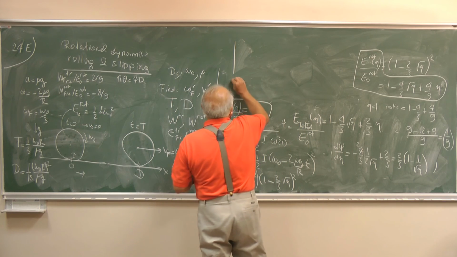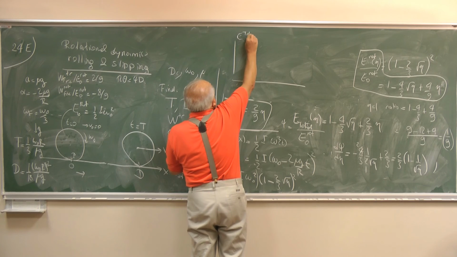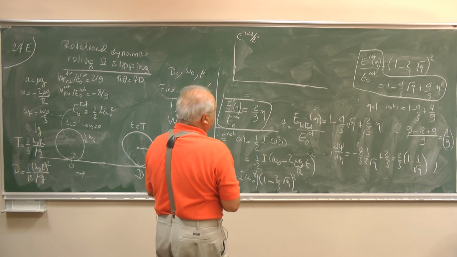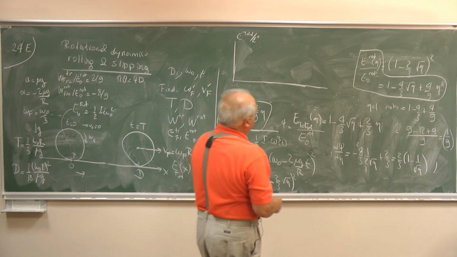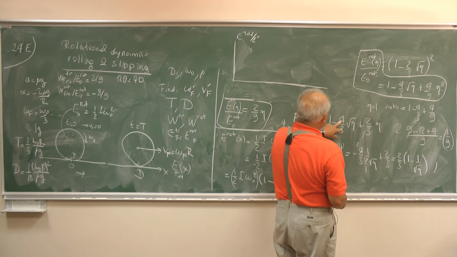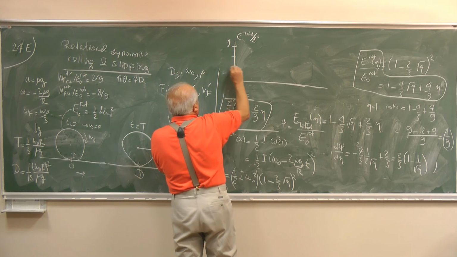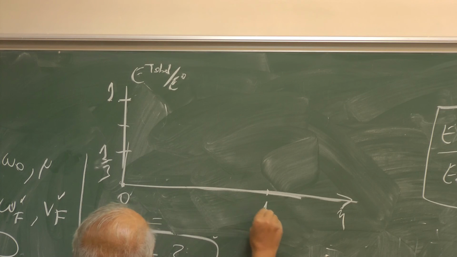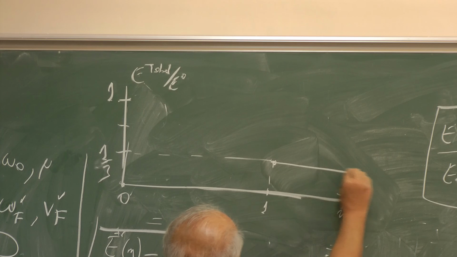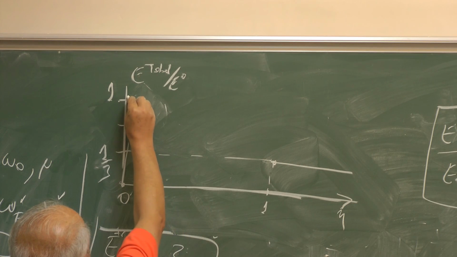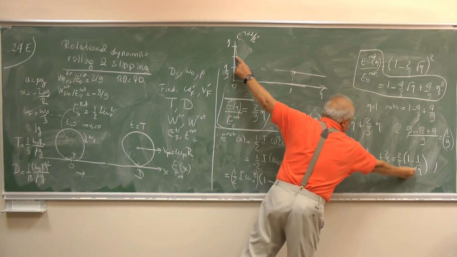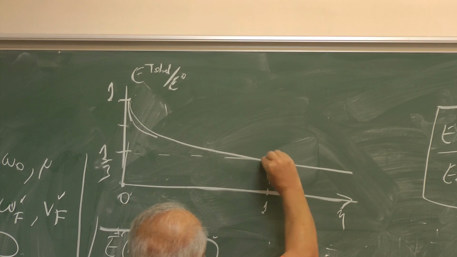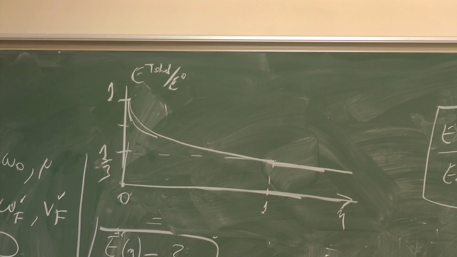So roughly speaking, this is E total over E0. At the end, this is 1 over 3. So it is 1 here, this is 1 over 3, this is eta, this is 0, this is 1. It is going to come down from here to there. But you see, it comes down very fast here, at eta equal to 0 the slope is a large negative number, and then it is tapering off. That's the way total energy is changing.